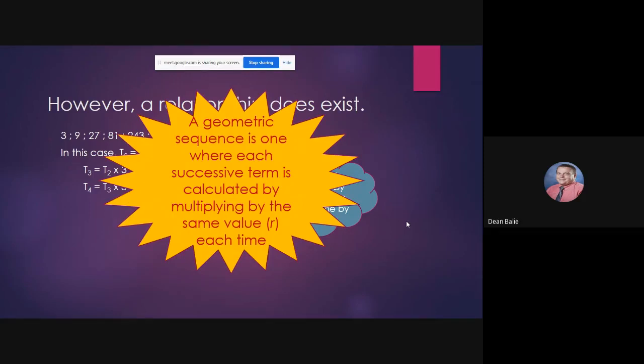So a geometric sequence is a sequence where each term is generated by multiplying by the same number each time. We use the letter R to indicate that value we're multiplying by, because it's called a constant ratio. Very important: R does not have to be a positive whole number. R could be a negative number. R could even be a fraction. There are some limitations on R though. R cannot be 1 and R cannot be 0.